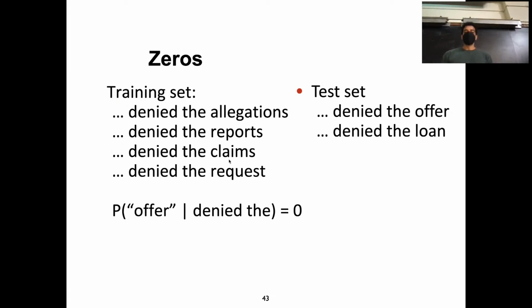So as a concrete example, in our training set, we might have the phrases denied the allegations, denied the reports, and so on. In the test set, we observe denied the offer. We've never seen this before in our training set. Our probability of this is 0, and then thus the probability of the entire test set becomes 0 because we're doing this product of the probabilities.